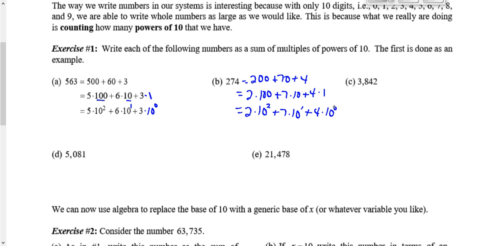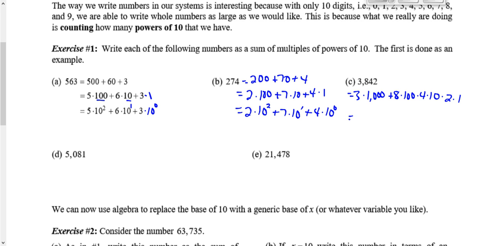All right, 3842. Do we need to write out the first line anymore? Let's just skip right to the second line. I better go down below, actually, might run out of room here. You guys might do the same thing. This would be 3 times 1,000 plus 8 times 100, plus 4 times 10, plus 2 times 1, right?